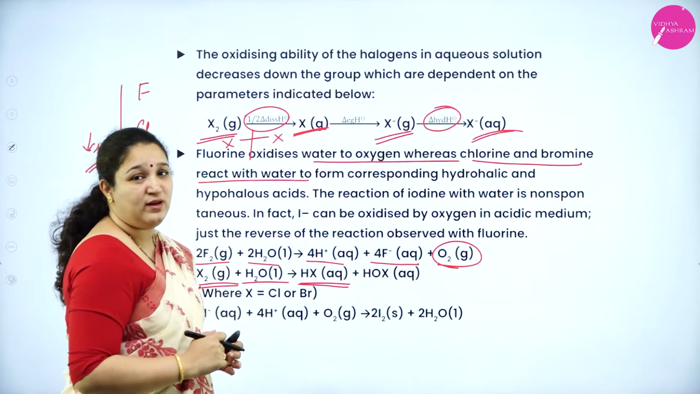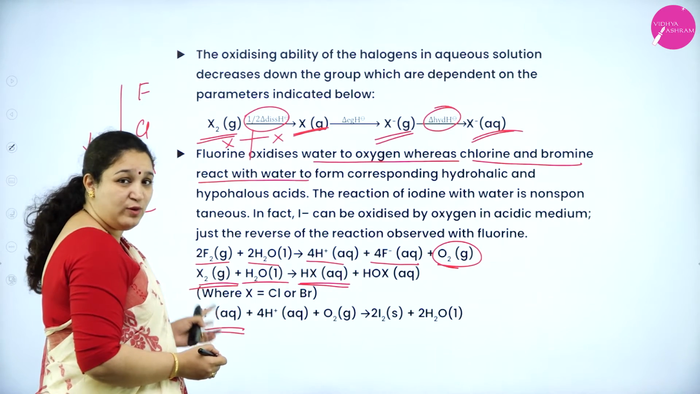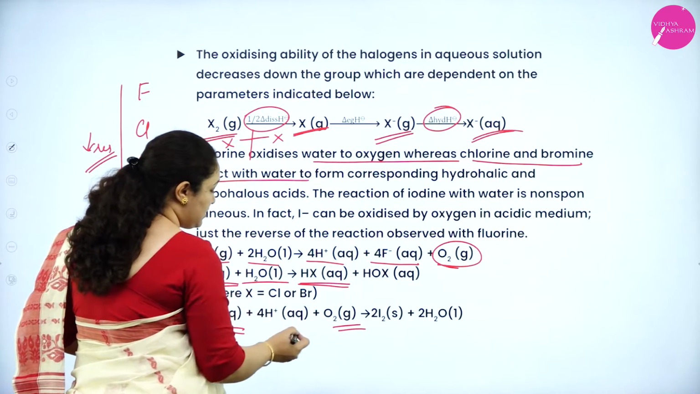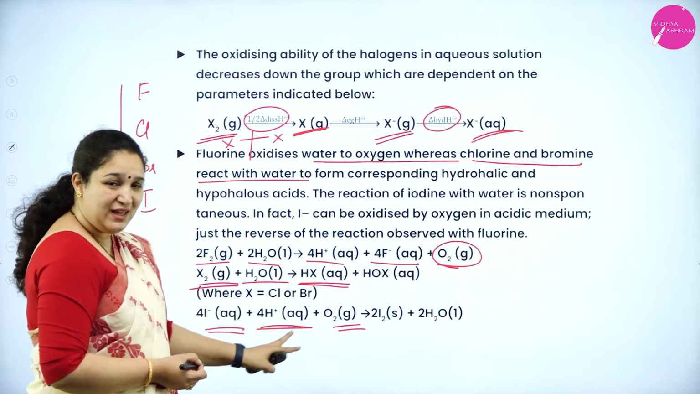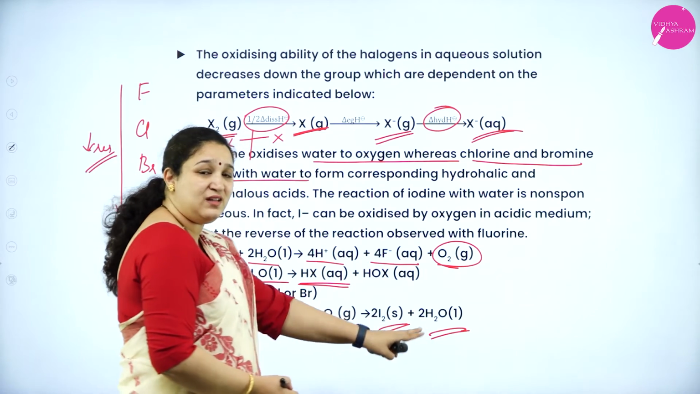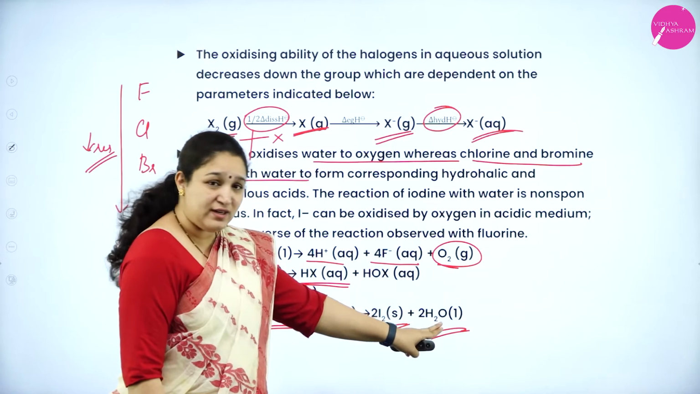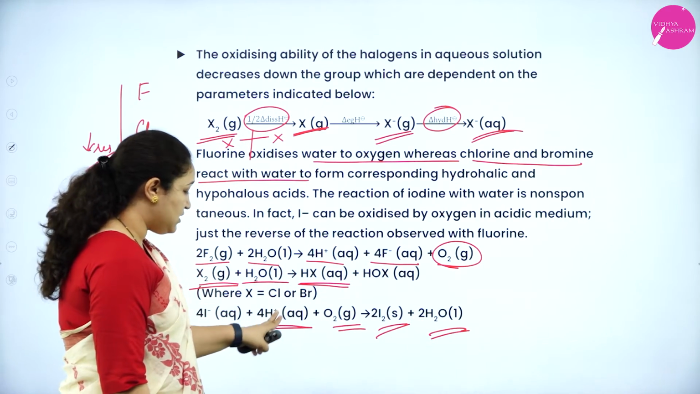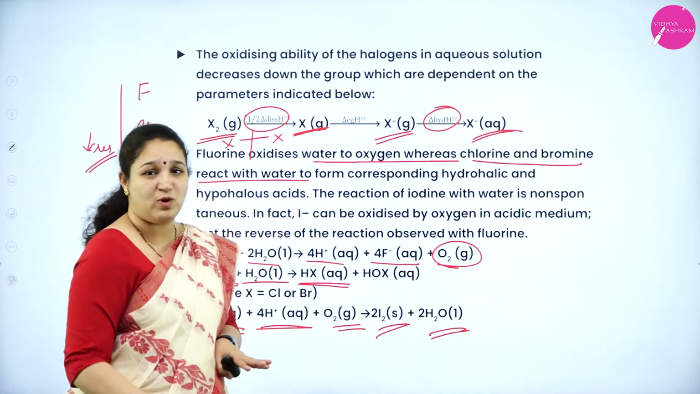Then how does iodine react? If there is an iodide ion in aqueous medium, it will react with oxygen in the presence of acid. What is it? It reacts with oxygen in acidic medium to give iodine and water. But the reverse reaction is not possible. You can see, iodine does not react with water, but iodide reacts with oxygen in acidic medium to give iodine and water, and the reverse reaction is not possible.